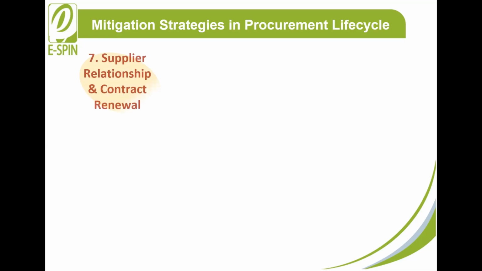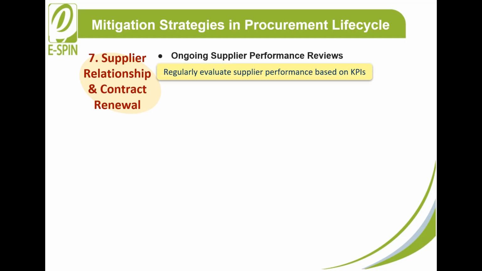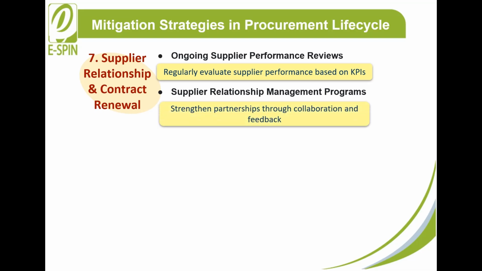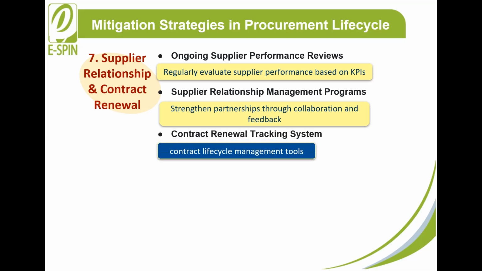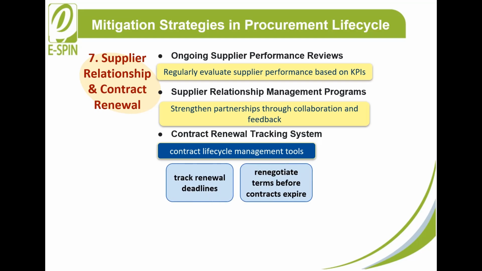In the supplier relationship and contract renewal stage, the mitigation strategies include ongoing supplier performance reviews, regularly evaluating supplier performance based on KPIs. Supplier relationship management programs. Strengthen partnerships through collaboration and feedback. Contract renewal tracking system. Contract lifecycle management tools track renewal deadlines and renegotiate terms before contracts expire, helping avoid disruptions.